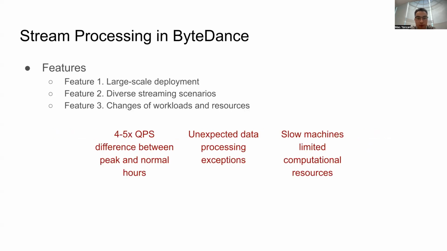Third, workloads and resources may change over time. Specifically, the peak input rate can be 4 to 5 times higher than trough input rate. And unexpected exceptions may arise during data processing, and tasks of streaming jobs can be deployed on slow machines with limited computational resources. And normal machines may also slow down the streaming job if deployed with too many tasks.